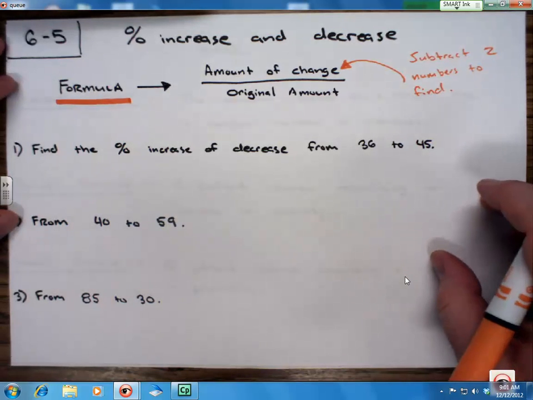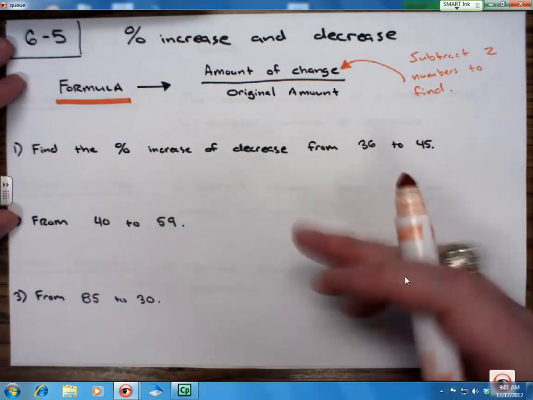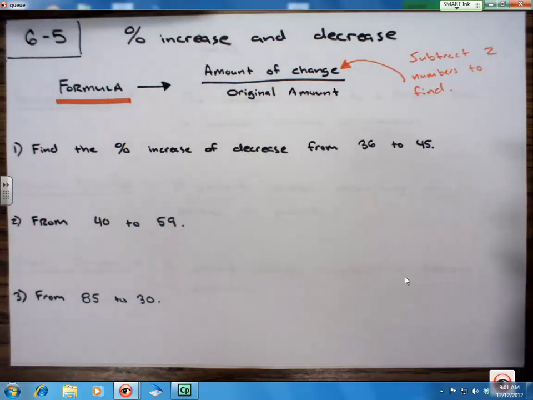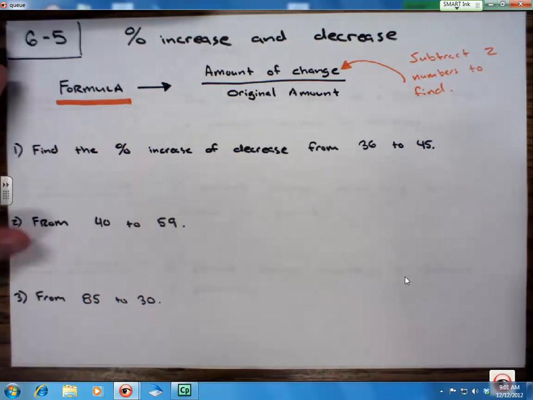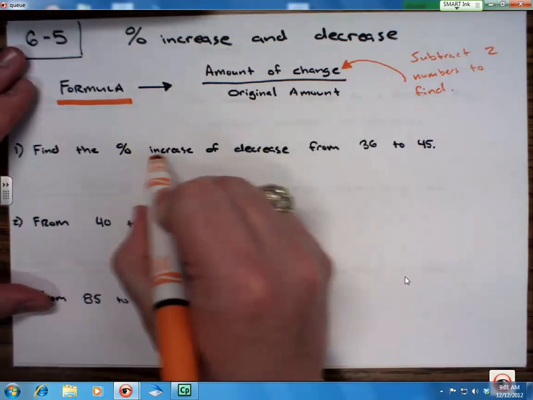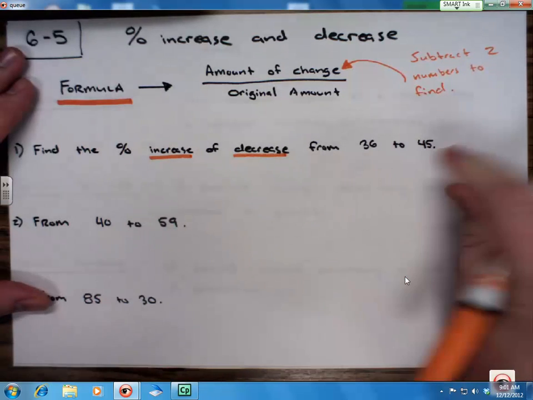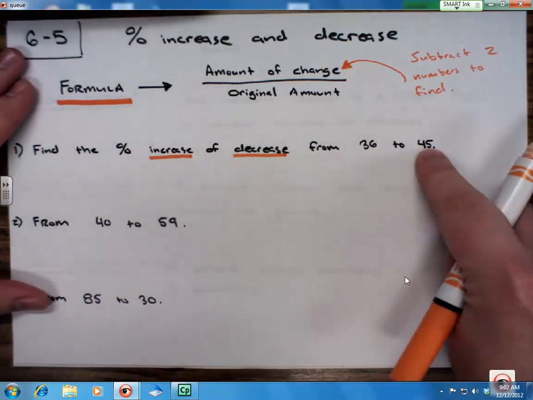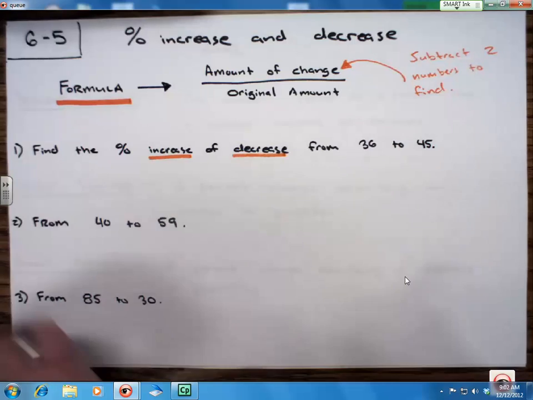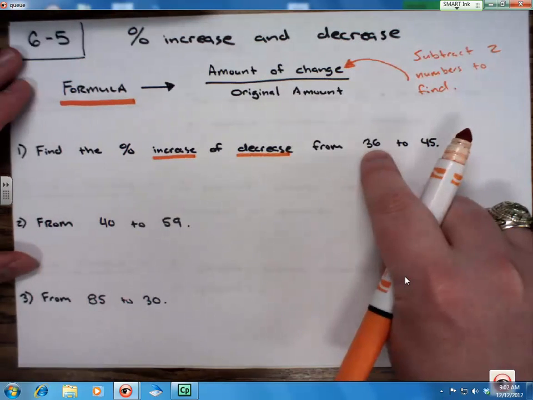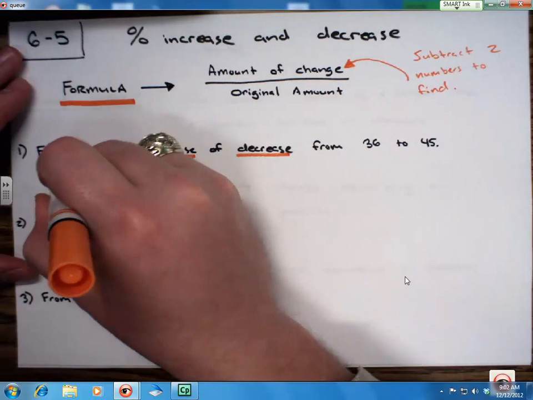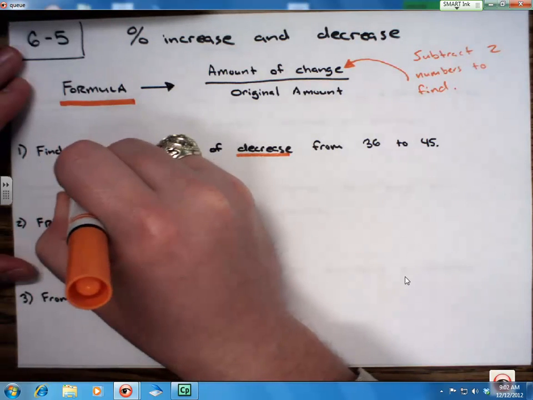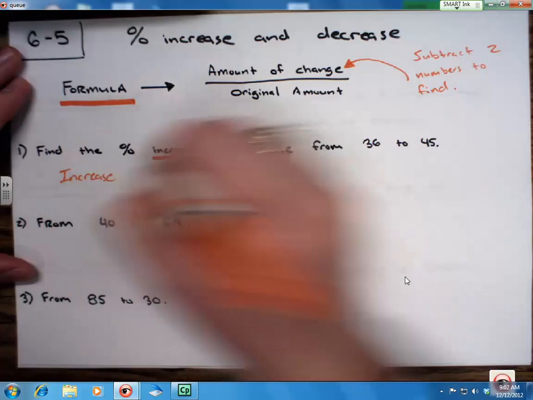It says find the percent increase, I should say, or decrease from 36 to 45. The first thing we need to do is identify whether this is an increase or a decrease. Are we increasing or decreasing when we go from 36 to 45? Yeah, we're increasing because we're going from 36 to 45. Therefore, we are getting bigger, so it's going to be an increase. So that's going to be part of my answer right there.